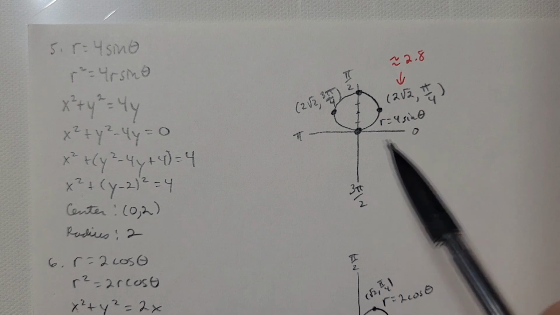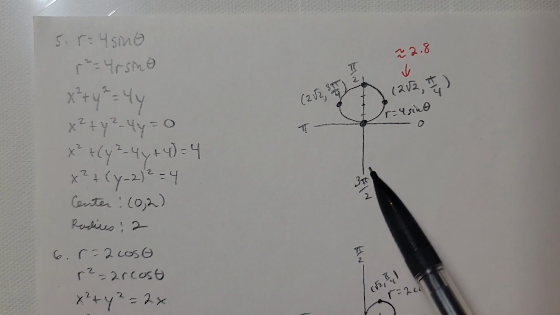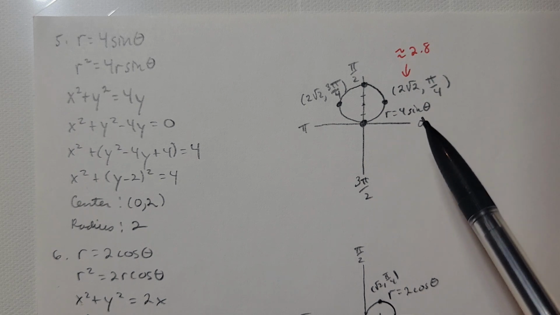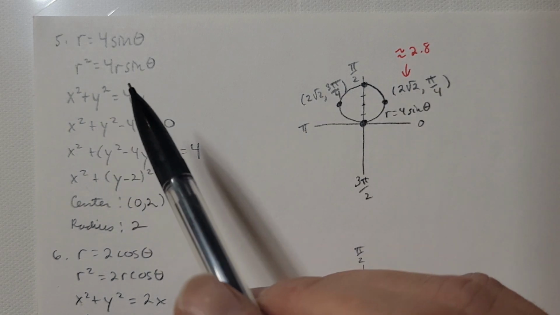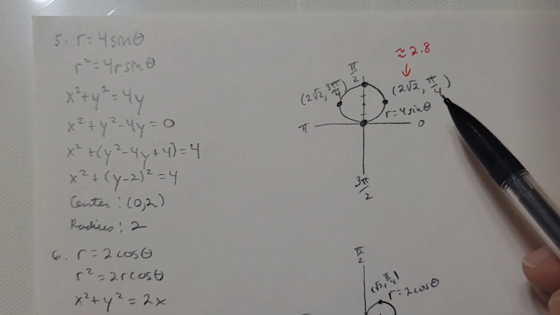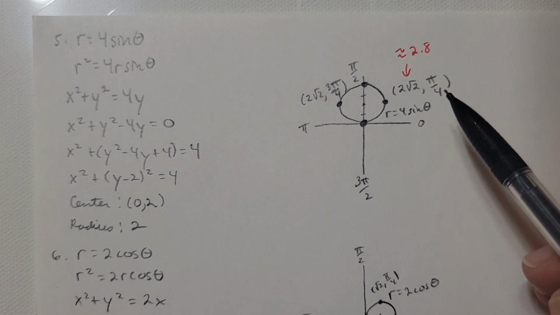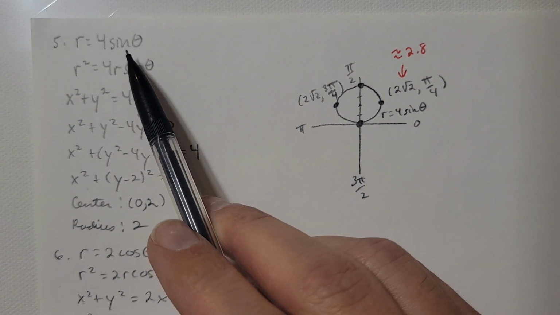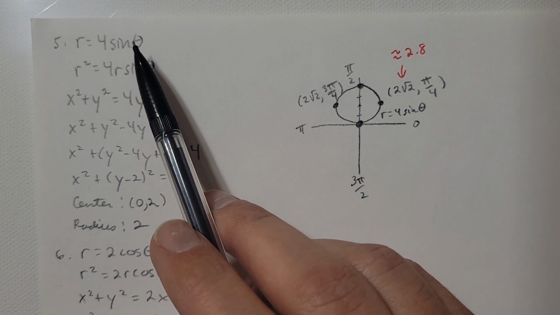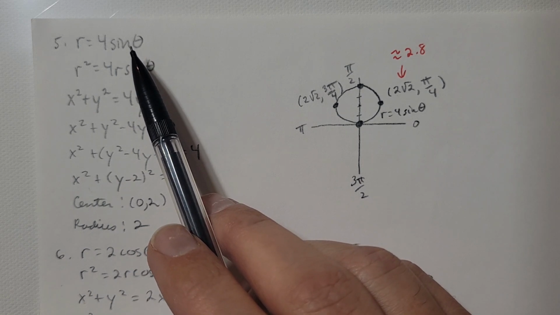So I need to go out, let's see, r is 4 sine theta, right? So if theta is pi over 4, sine pi over 4 is 1 over root 2. So times 4, that's 4 divided by root 2. If you multiply the top and bottom by root 2, you get 4 root 2 divided by 2. That's the same as 2 root 2.